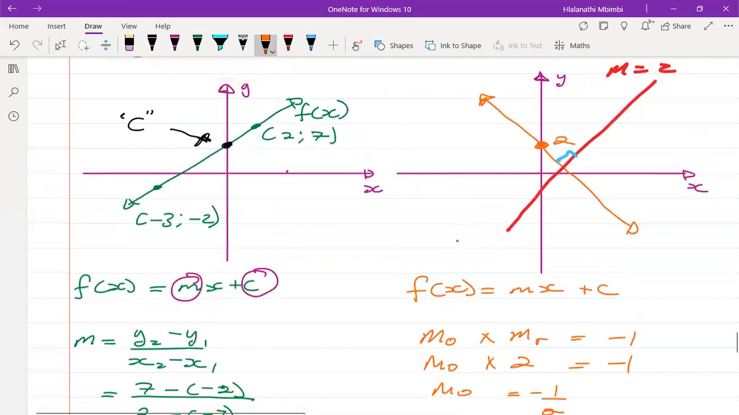Now we have to find c. But remember what I said c was? c is exactly that point over there, and this time around, we are given that point. So we can just put it there. So our function would be -1 over 2 x plus 2. And we are done.